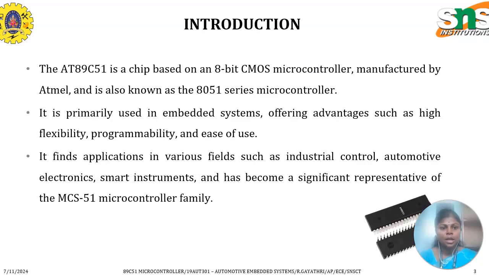Coming to the introduction, the 89C51 microcontroller is an 8-bit on-chip CMOS microcontroller. It is manufactured by Atmel and it is also known as the 8051 series microcontroller. It is primarily used in embedded systems, offering advantages such as high flexibility, programmability, and ease of use. It finds application in various fields such as industrial control, automotive electronics, and smart instruments, and has become a significant representative in the microcontroller 51 family.